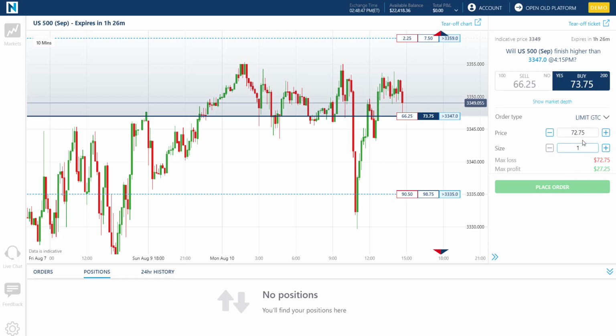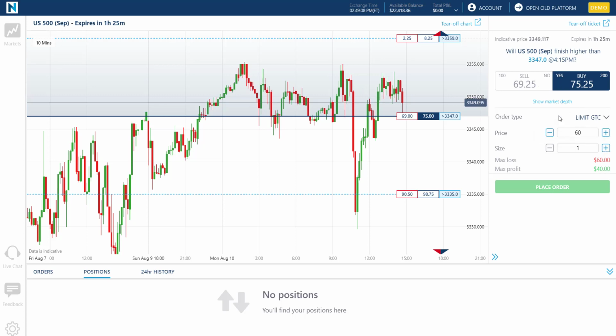In this example, we've clicked Buy and entered a limit order below the current market price. When you place a limit order, this means you are willing to wait for this price. Your order will only be filled if the market reaches this price. If you are happy to pay the current market price, you can select a market order instead.